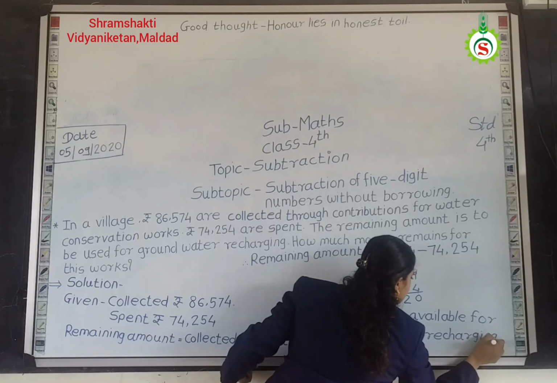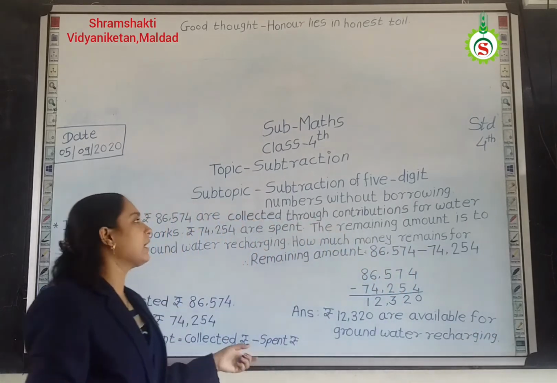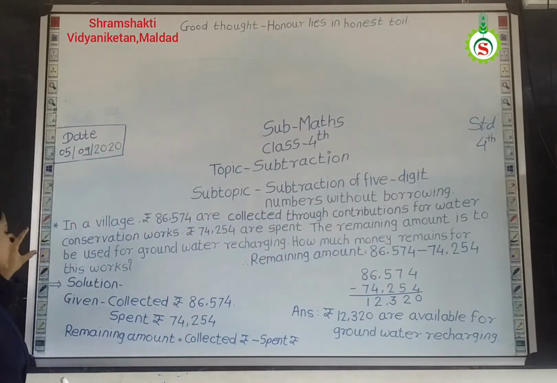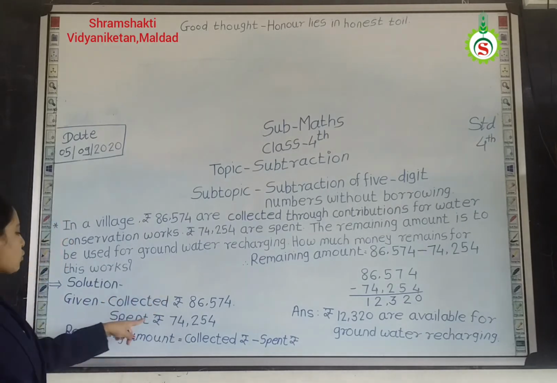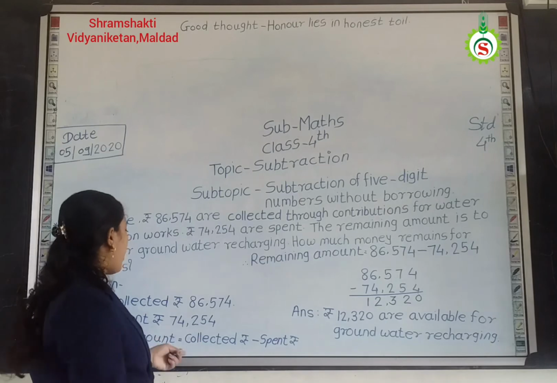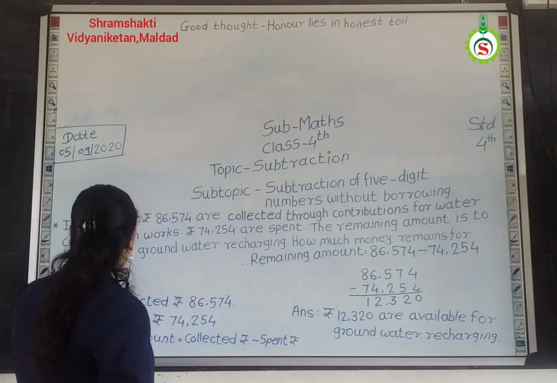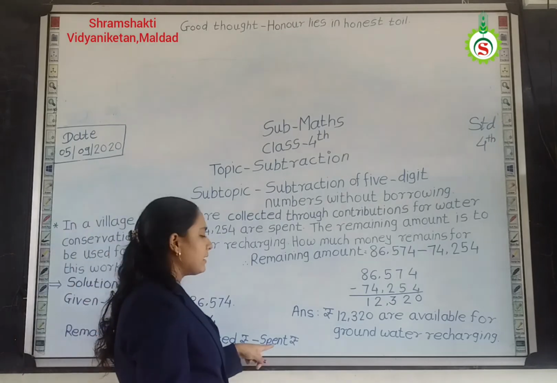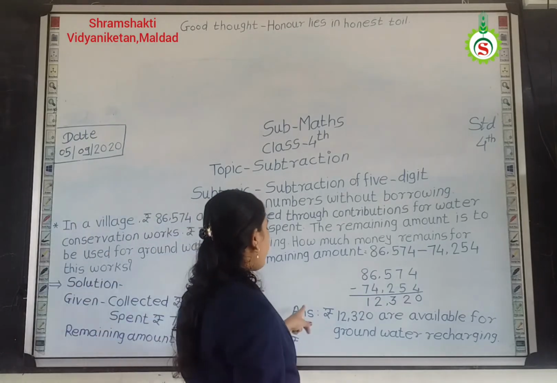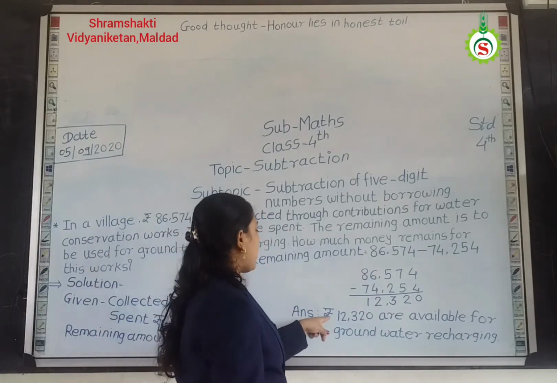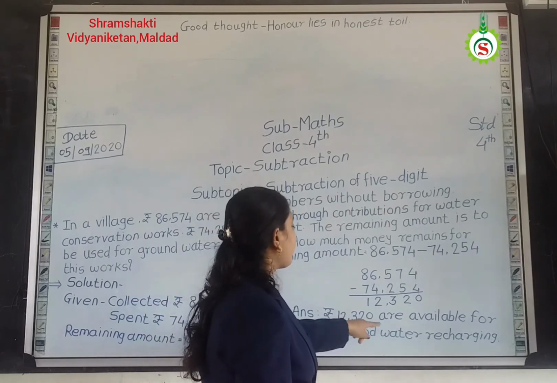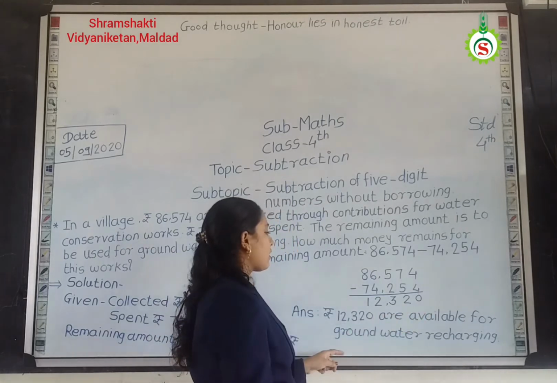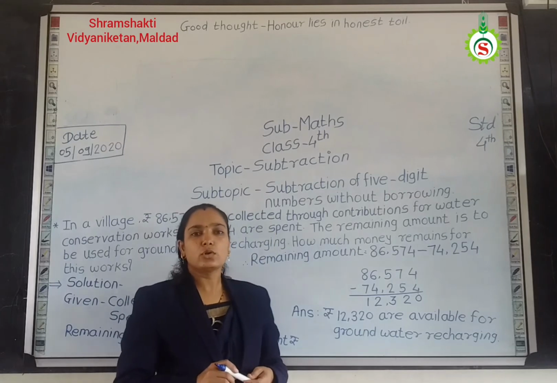Means students, again see here, in this problem collected rupees are given, spent rupees are given, and from these two values we find the remaining amount. How? Collected rupees minus spent rupees. Therefore our answer is 12,320 are available for groundwater recharging. Do you understand?